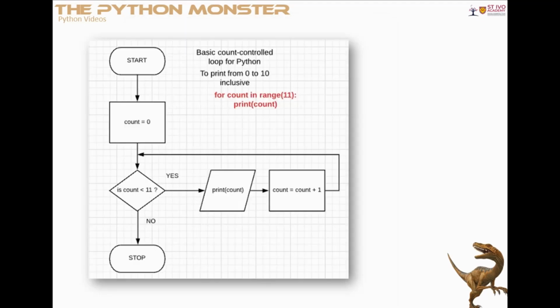We'll use this video to go back to basics with the count controlled loop for Python. So we'll ask Python to print out the numbers 0 to 10, and then we'll see how that works from both the Python perspective but also from a flowchart perspective as well.